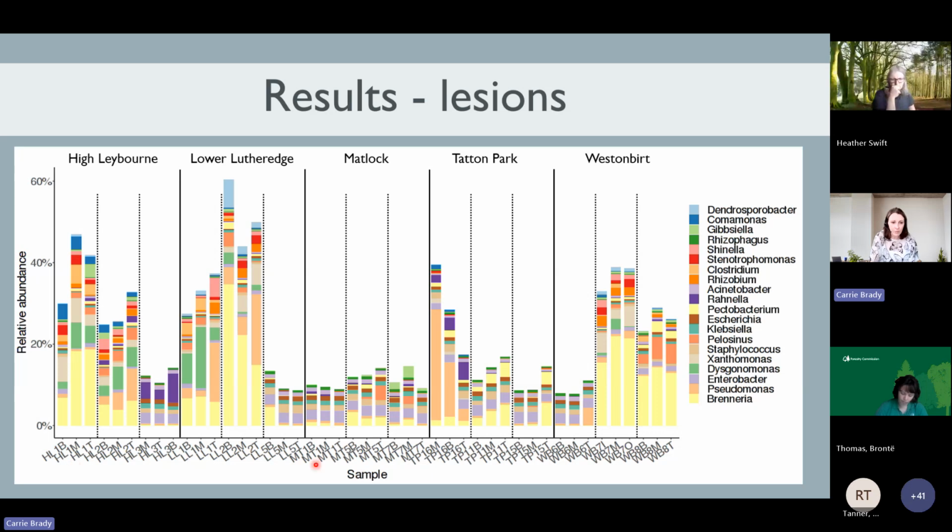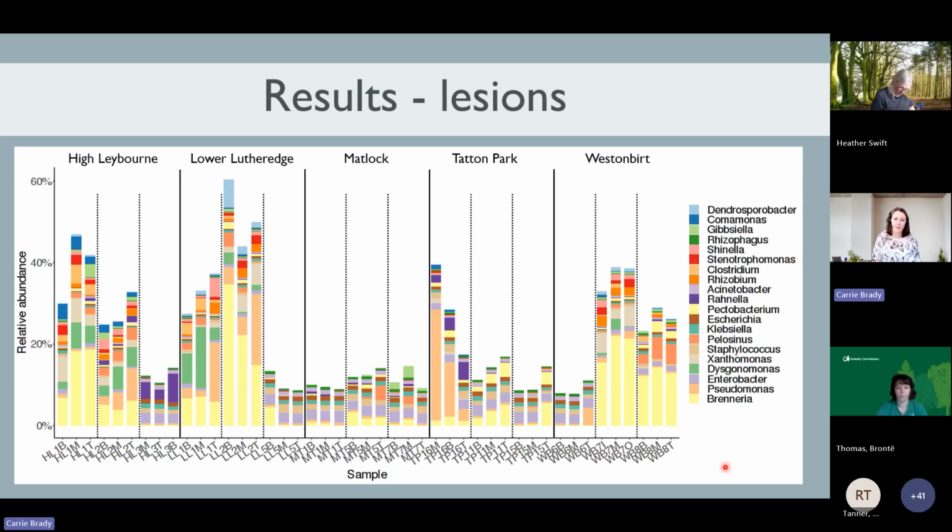We can also see differences between the microbiomes of trees and lesions between trees at the same site. If we look here at Tatton Park, visually you can see between tree 1, 2, and 3 that the composition of the microbiome, that lesion microbiome, is different between those 3 trees. And finally, we can see differences across the range of sites as well of that lesion microbiome.